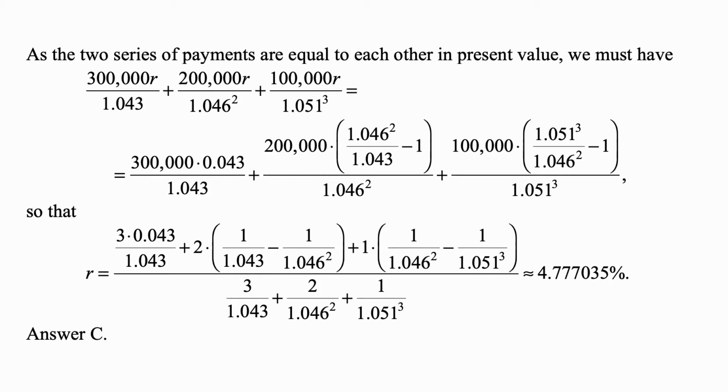That's the rate used for the first floating or variable payment, discounted over 1 year at 4.3%, plus 200,000 times (1.046 squared over 1.043 minus 1). That's the forward rate from time 1 to time 2. And this payment is discounted over 2 years at the 2-year spot rate of 4.6%. Plus 100,000 times the forward rate from time 2 to time 3, which is 1.051 cubed over 1.046 squared minus 1, discounted at 5.1%, which is the 3-year spot rate, to time 0.